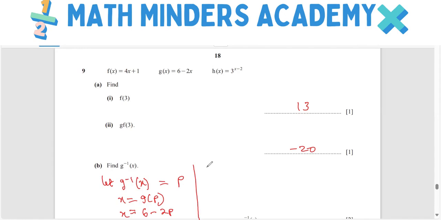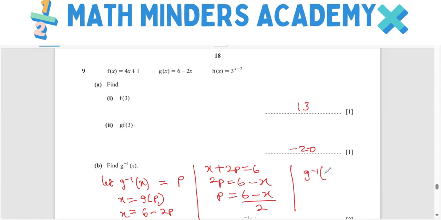It means that x plus 2p equals 6. 2p equals 6 minus x. So p is 6 minus x all over 2. And this will be the inverse. So it means that g inverse of x is 6 minus x all over 2. Okay, so we've been able to find a value for that. We proceed to the C part of this question.